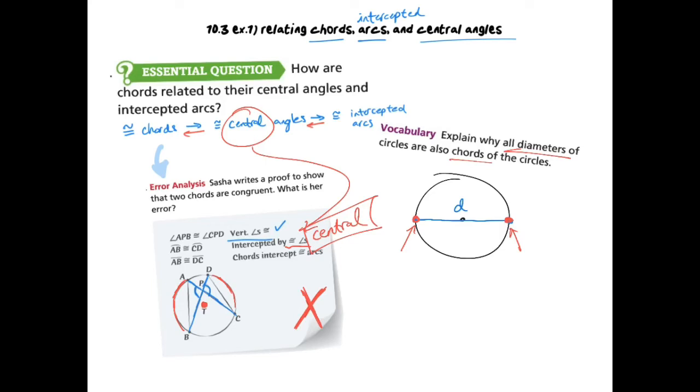Are all chords diameters? No, I could draw many chords that follow the definition of a chord, but they don't pass through the center, so therefore it's not a diameter. So all diameters are chords. Yes, true. But not all chords get to be diameters. Diameters are special. All right, I got one more example.